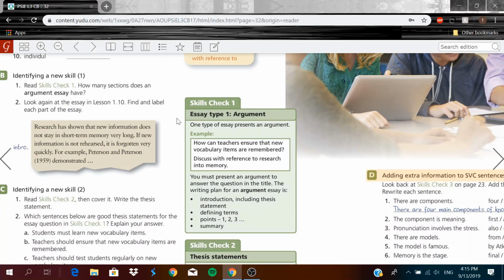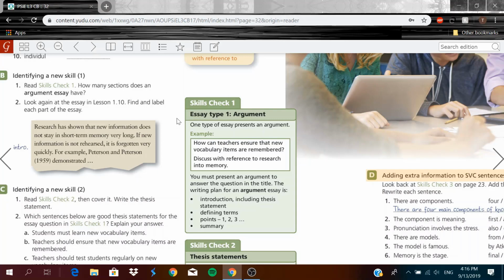Here we have one type of essay presents an argument. Okay, so you guys remember the argument essay that we talked about? So here we have an example. How can teachers ensure that new vocab items are remembered? Discuss with reference to research into memory. Okay, so you must present an argument to answer the question in the title. And what is an argument essay? It's basically starting with an introduction and also including a thesis statement. I'll talk a little bit more about that in a bit.